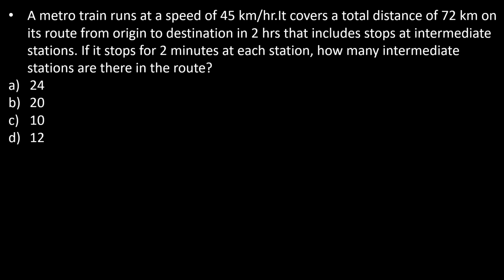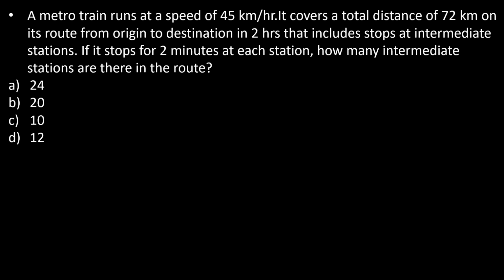Next question. A metro train runs at a speed of 45 km per hour. It covers a total distance of 72 km on its route from origin to destination in 2 hours, that includes stops at intermediate stations. If it stops for 2 minutes at each station, how many intermediate stations are there on the route?